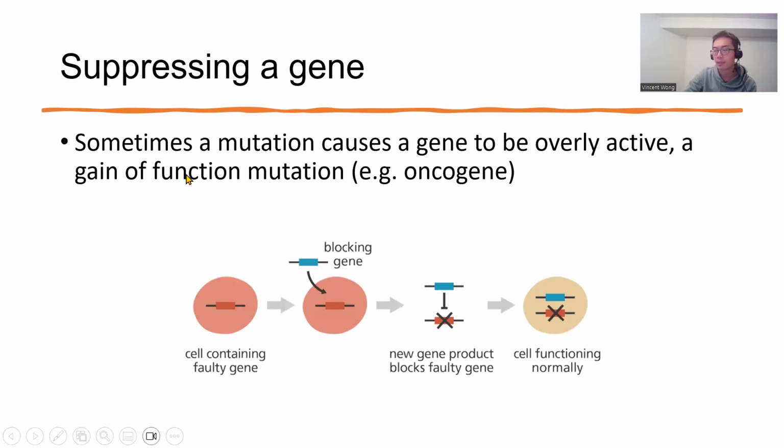Okay, second option is to suppress a gene. Sometimes a mutation can cause the gene to become overly active. We talked about this before. It's a gain of function mutation, the green light that is always on, right? Like an oncogene. So we can deliver a gene that will go into your cell, and we call this a blocking gene, that basically will shut off the green light. It will turn off those overly active genes. And by turning off these oncogenes, maybe you can suppress the cancer, right?